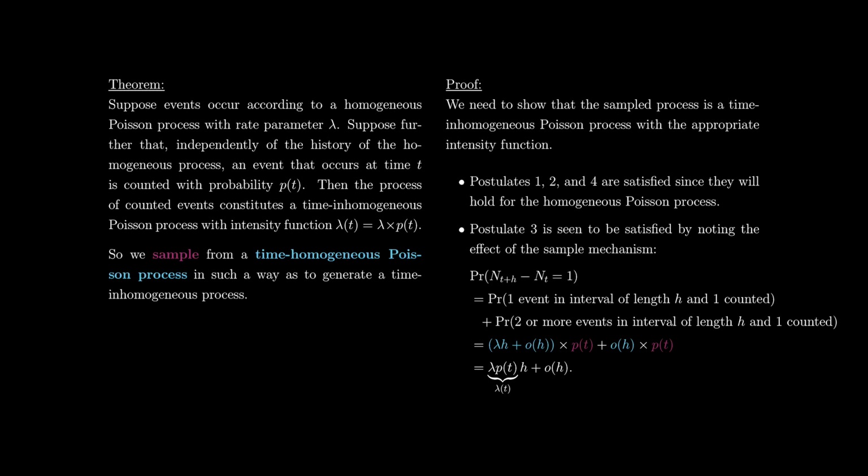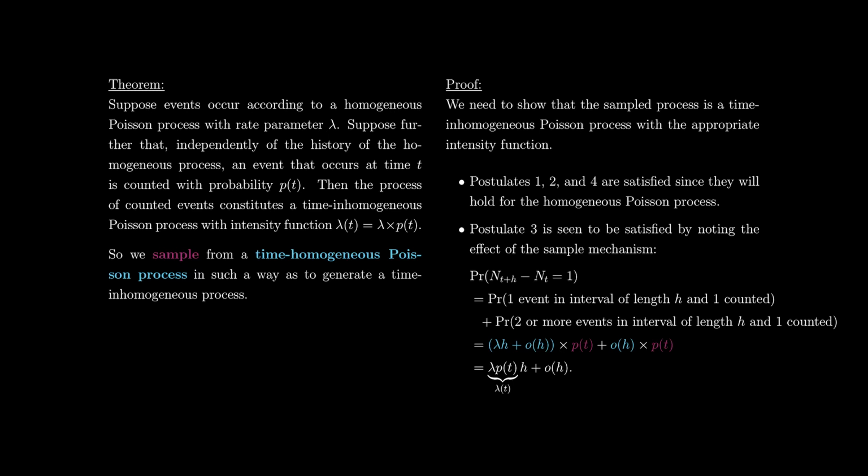Okay, excellent. So for the proof of this theorem, what we need to do is show that the sampled process, i.e. those events which are counted, is a time-inhomogeneous Poisson process with the appropriate intensity function. So how did we define what a Poisson process was? Well, we need to look at the Poisson postulates. So we need to show that for the counted or sampled process, the Poisson postulates are satisfied in the time-inhomogeneous case.